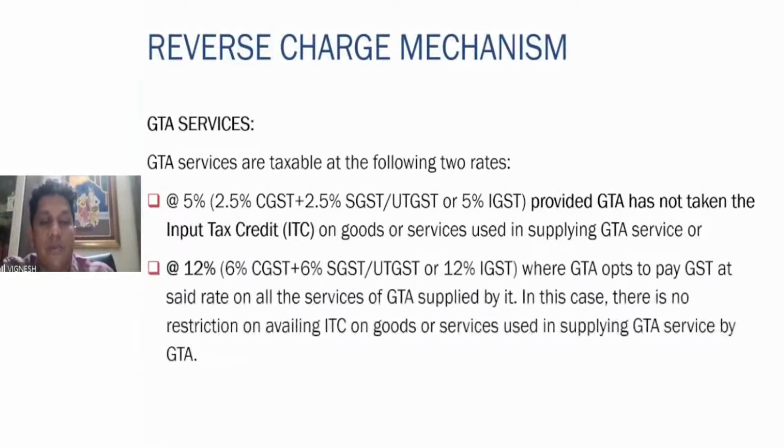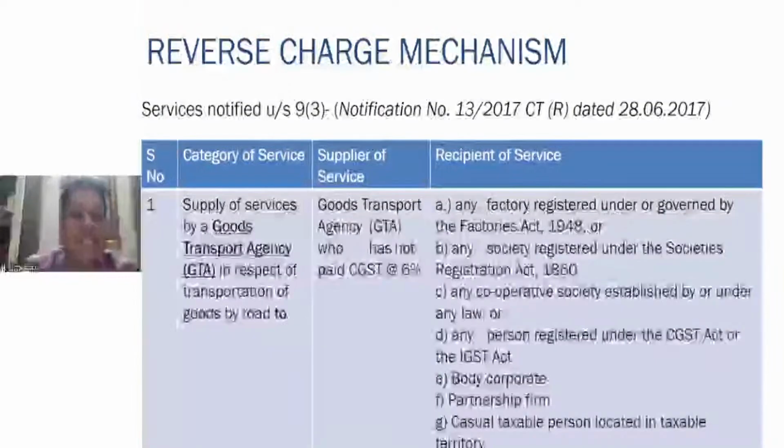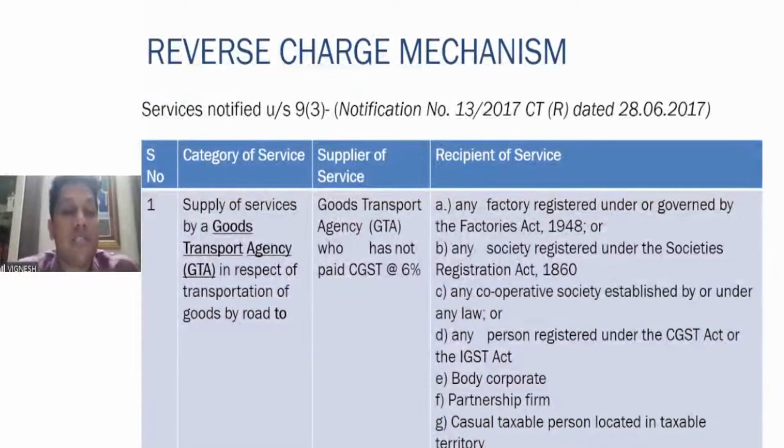Okay, in that particular situation, and the service provider is the goods transport agency, then reverse charge mechanism is applicable. Again, here the most important condition is the goods transport agency who has not paid CGST at the rate of 6%. What does this line mean? Let us go to the next slide.